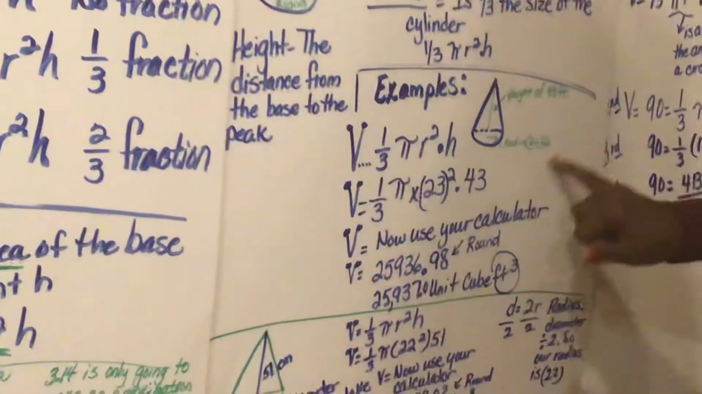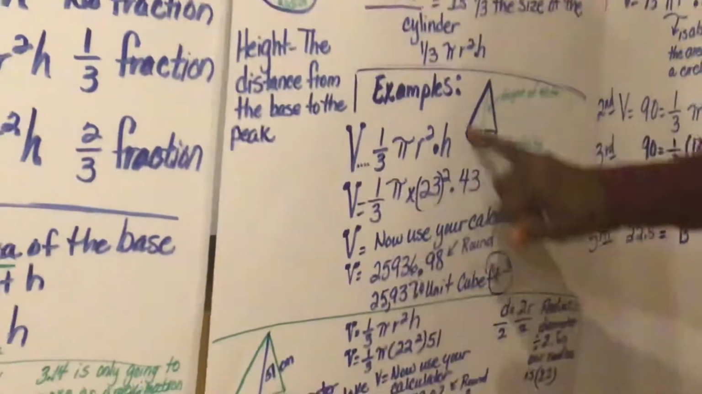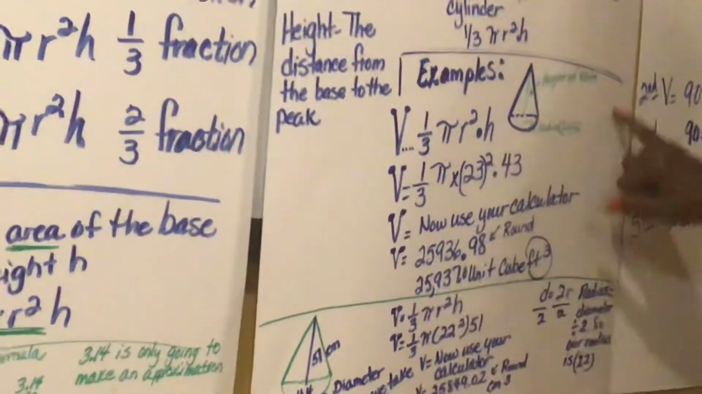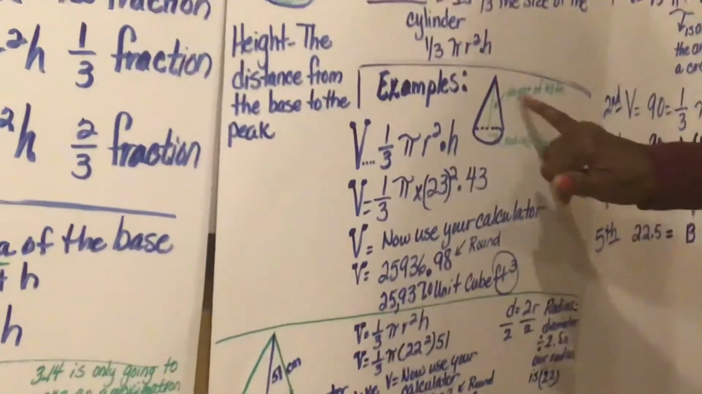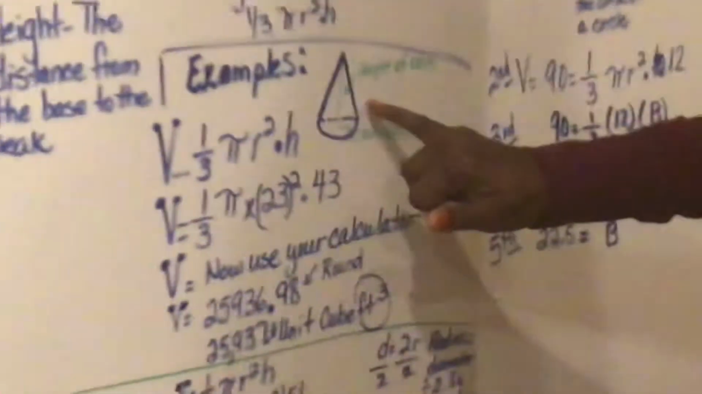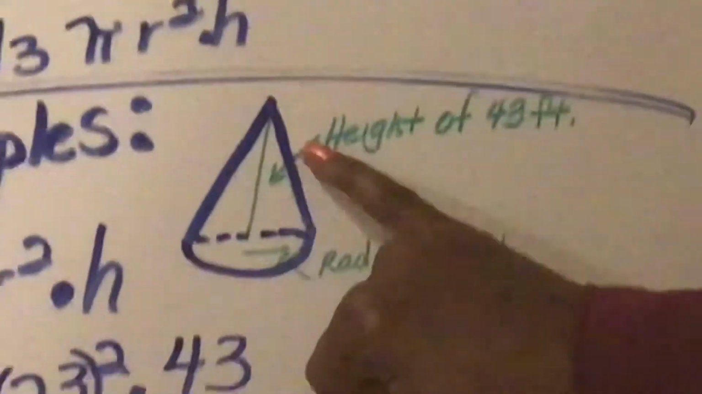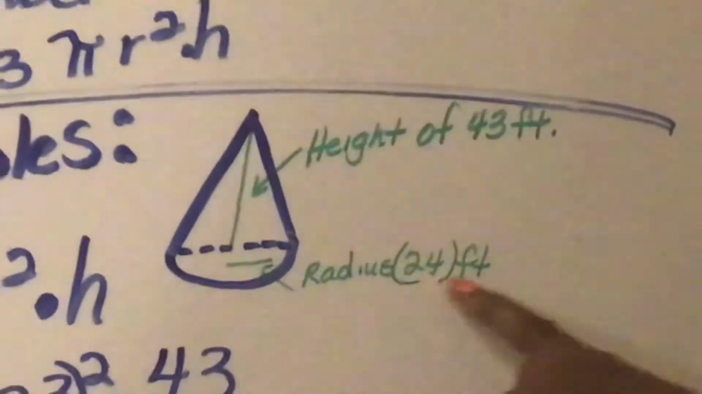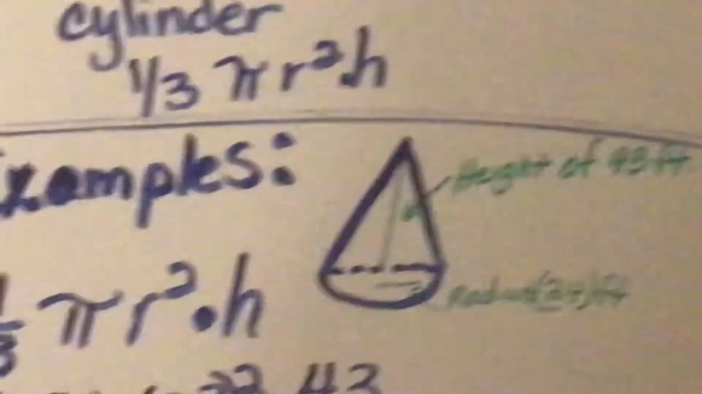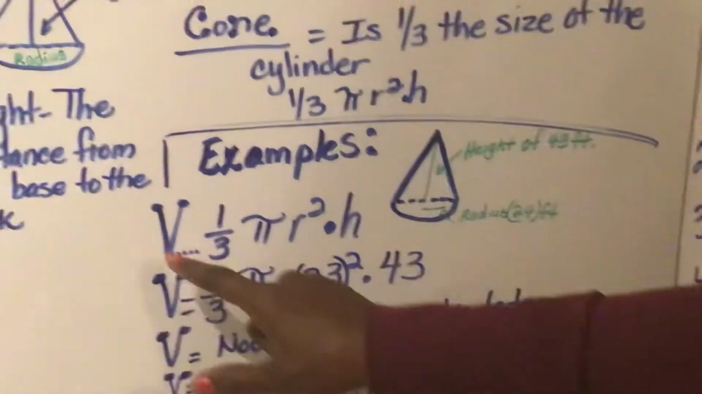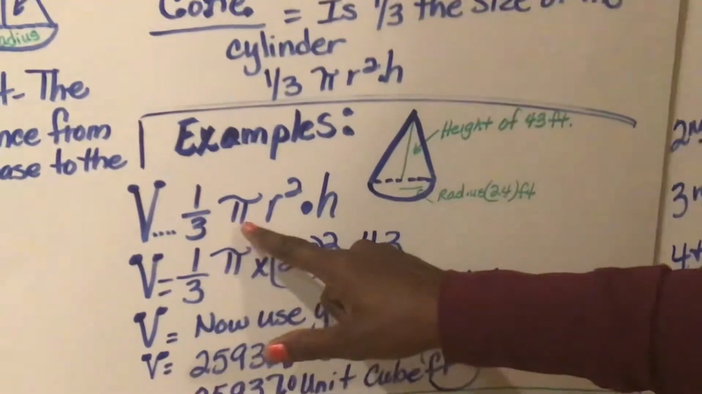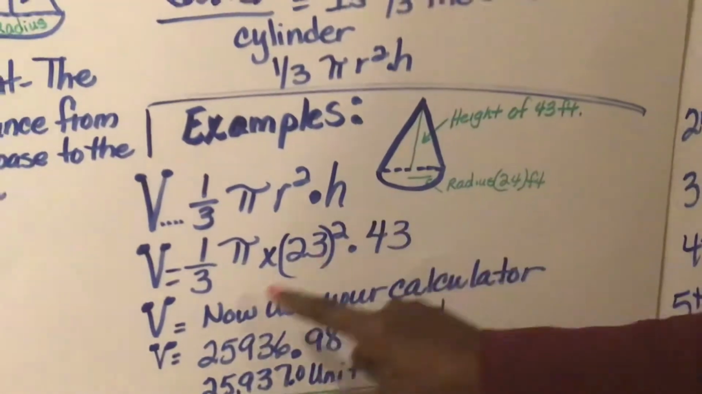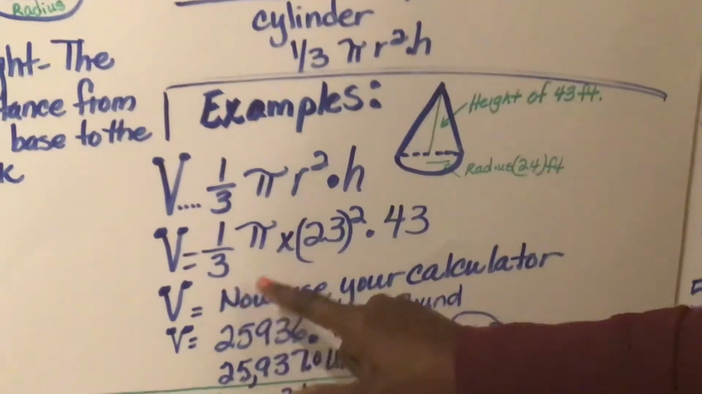We have a picture here. Hopefully you're zooming in very closely so you can see. If you need to move forward, you can. This is the height of this particular cone. It shows that it has a height of 43. The radius is 24. So now let's plug it in. Remember, volume equals 1/3 pi r squared times the height. We're going to keep our 1/3.